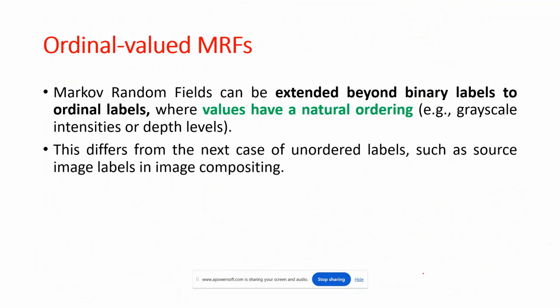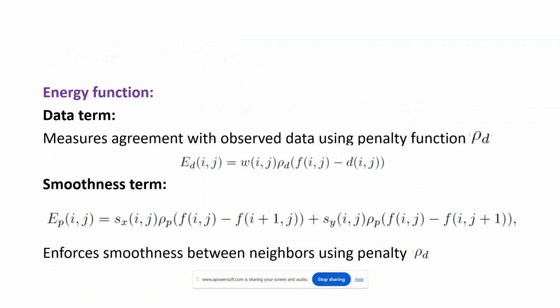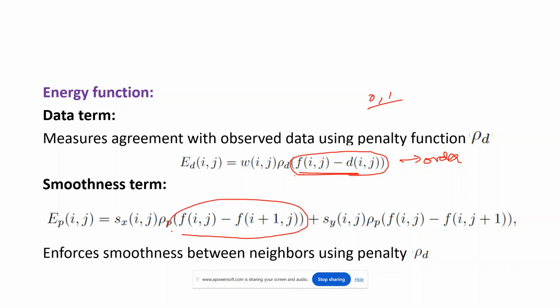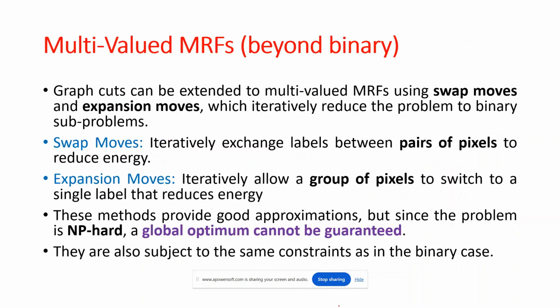The ordinal valued MRF will follow the natural ordering. We may use it to identify the depth level of images. Here the data term, instead of the values zero and one, will identify differences. Based on the difference, we can follow certain orders. So I have to find the difference here. Previously, we didn't find any difference. We just compared: if they are the same, we assign a certain value, and if they are different, we assign a certain value. Here, the difference is that we will do the subtraction.